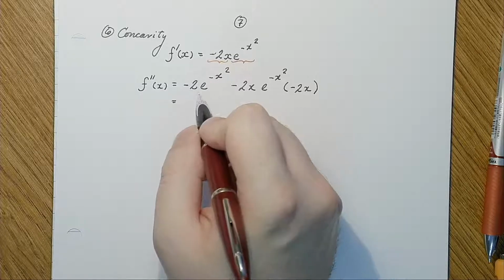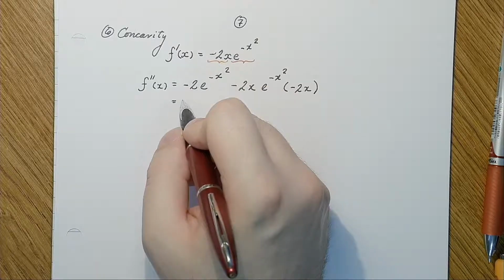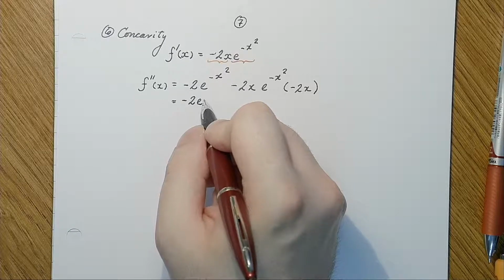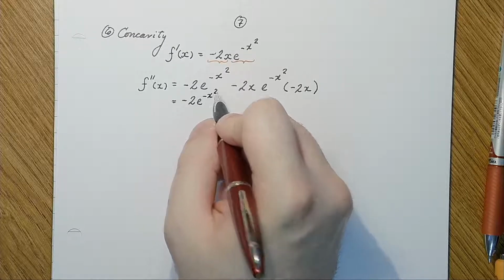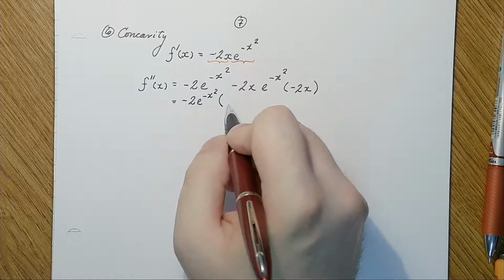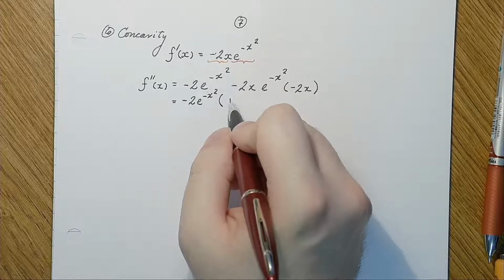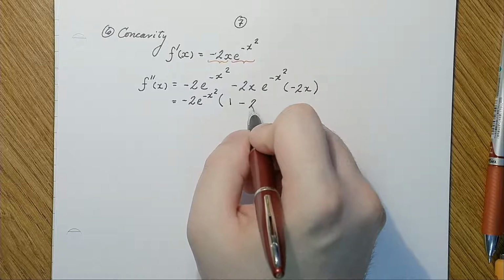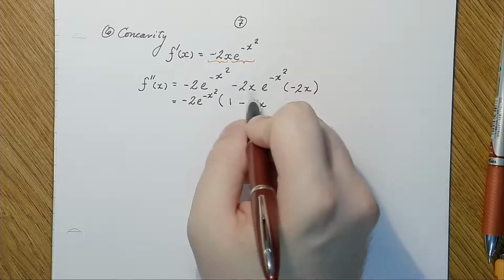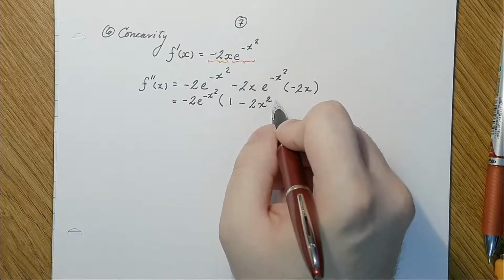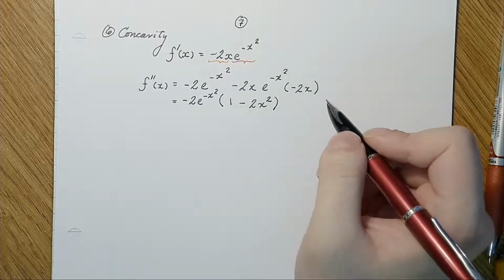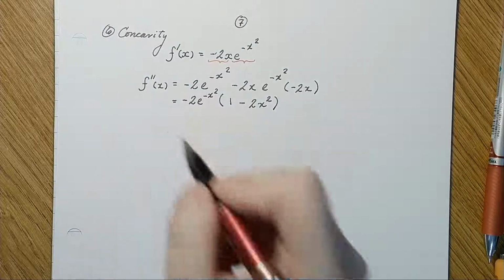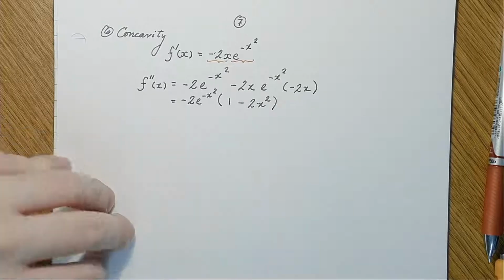Okay, so the next thing I'm going to do is factor out this one right here. So I've got the minus 2 e to the minus x squared. When I factor that out, I'm left with 1 minus 2x times x, so that's x squared.